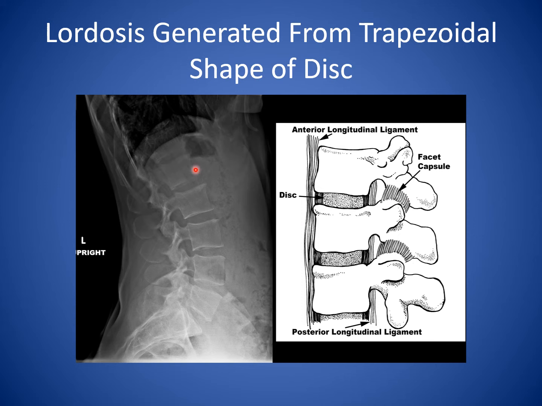The lordosis in the lumbar spine is generated by the trapezoidal shape of the discs. If you take the discs out and stack the vertebra one on top of another, you'll have a straight column. It is the trapezoidal angulation of the discs that cause the lordosis, and you can understand that if you have degenerative changes, you'll have some loss of lordosis.